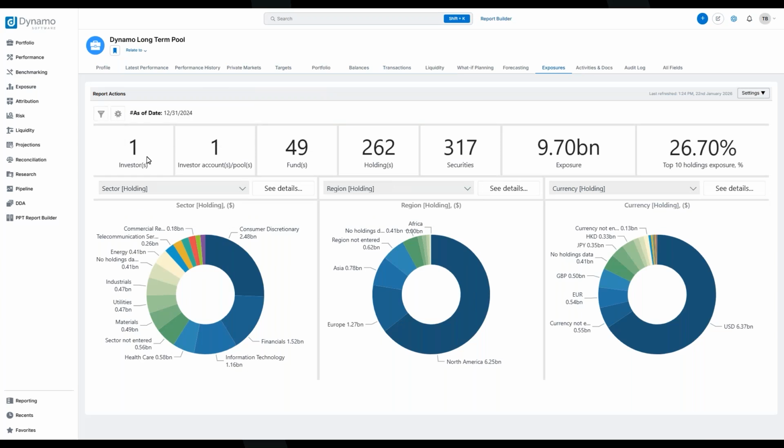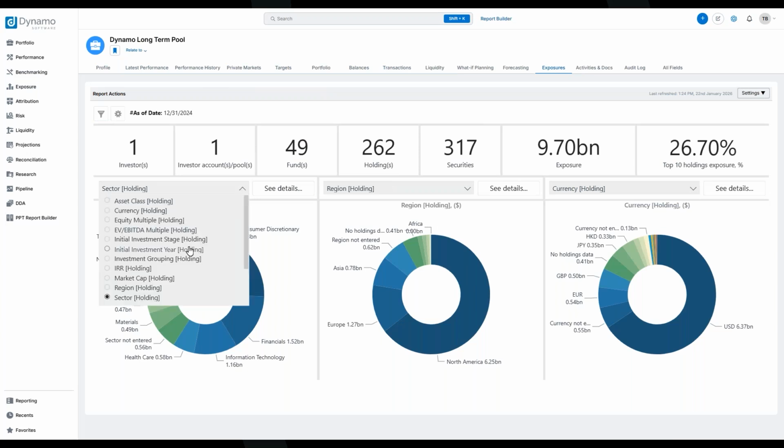All right, so in this case, at the very top, I get a summary of what I'm invested in. I can see that I am invested in 49 different funds, which represents 262 different holdings and 317 securities. And over here, I can see my top 10 holdings, what percentage that represents. Below that, I can see further details looking at the exposure into different sectors, regions, and currency, and with the drop down I can come in and maybe I want to look at market cap, so you can change that around as well.